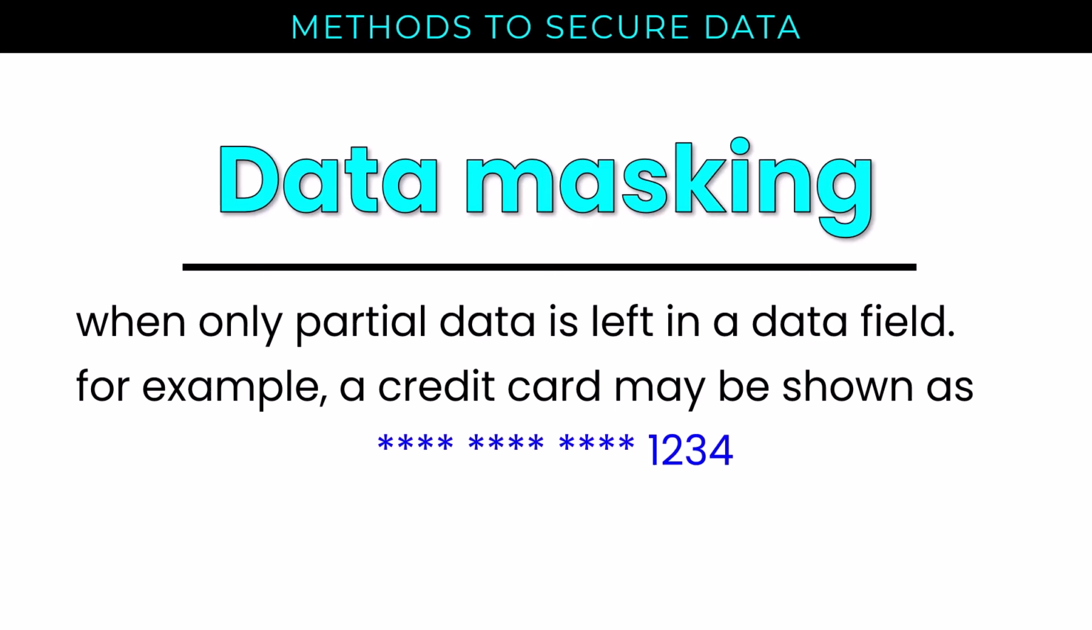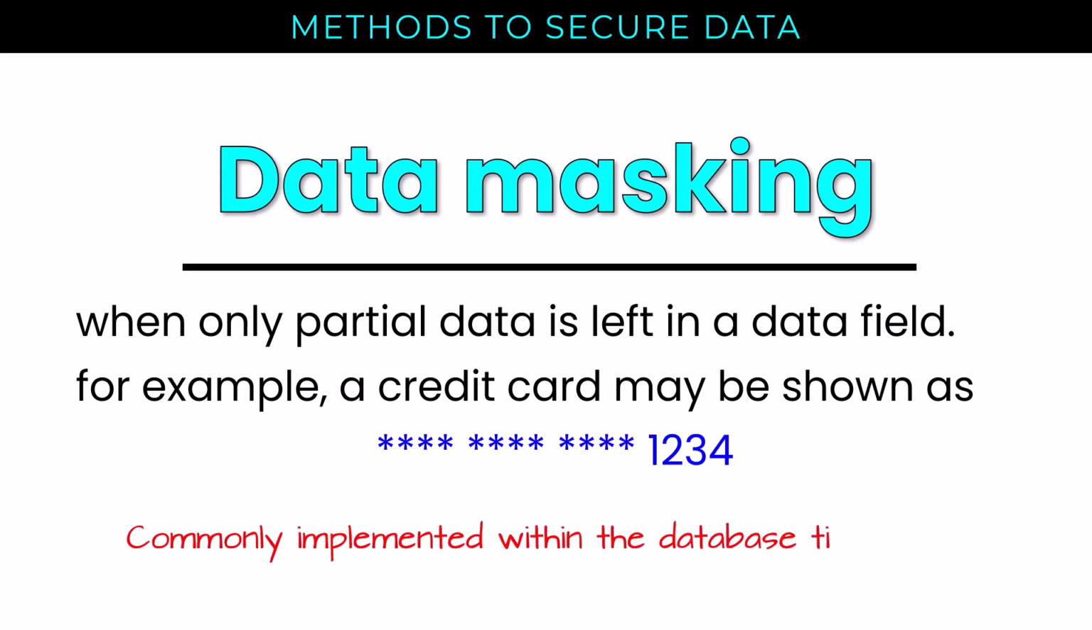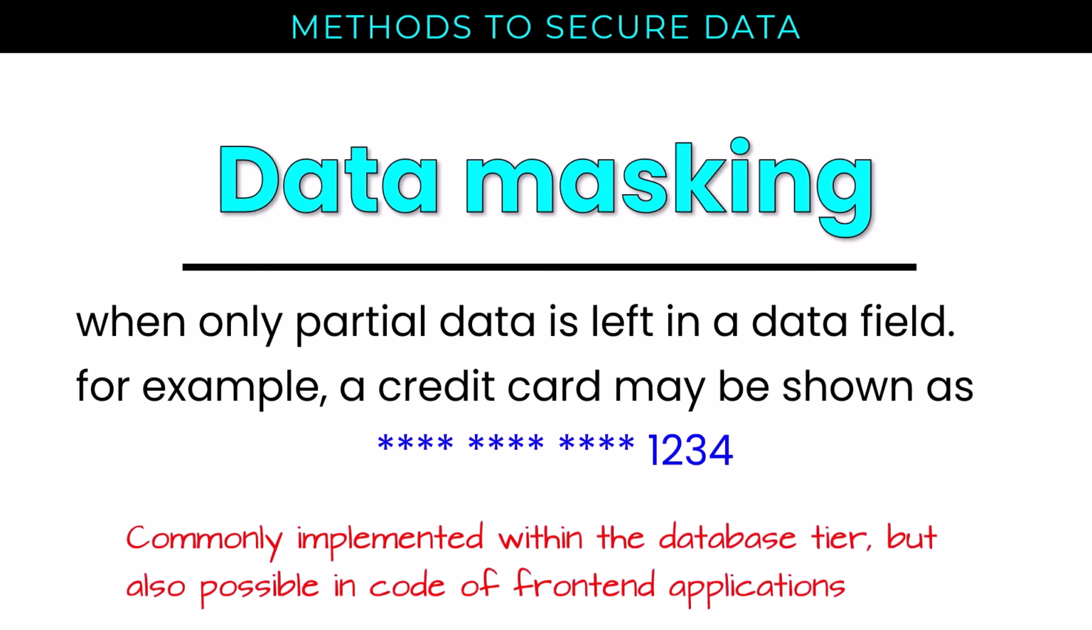And data masking is very commonly implemented within the database tier, but it's also possible in code in front-end applications. So when you call into your credit card company and they ask you to perhaps verify the last 4 digits of a credit card, it may be that the agent in the chair can only see the last 4 digits. If you're verifying the last 4 digits of your social security number, that's almost certainly true.